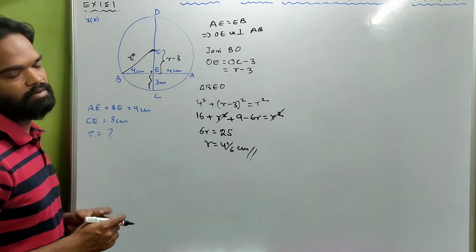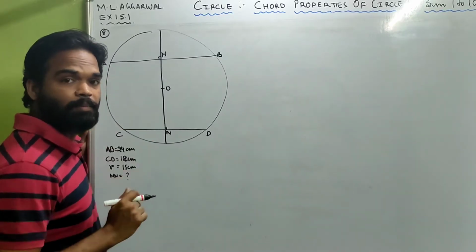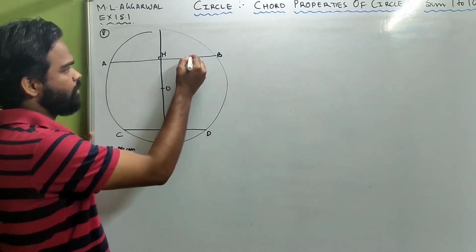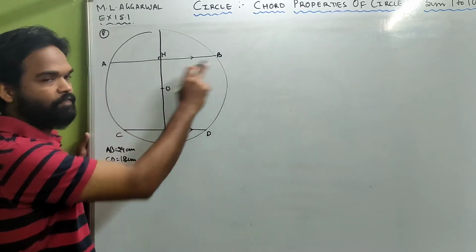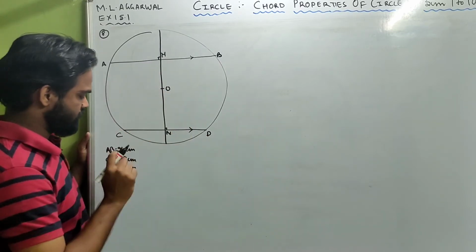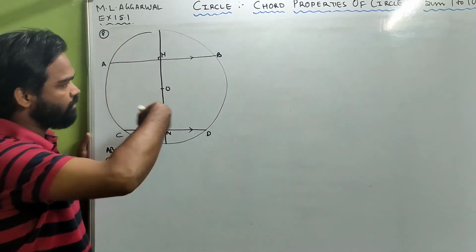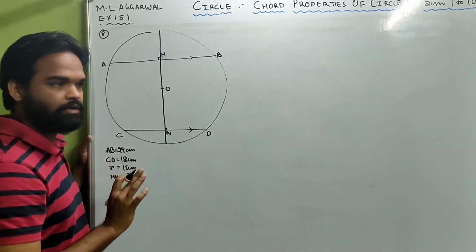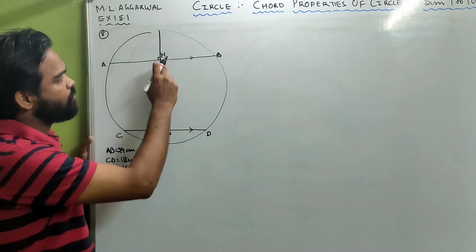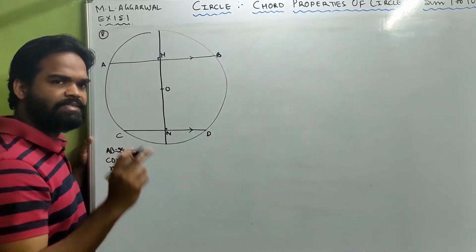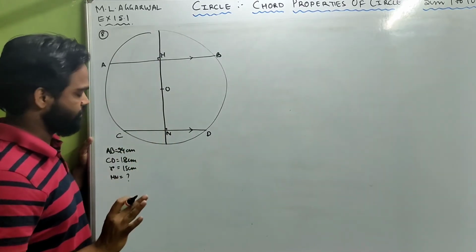Now let us look at the next sum. Now let us see sum number 8. Very interesting. There are two parallel chords AB, the length of AB is 24, the length of CD is 18 centimeter, and the radius of this circle with O as a center is 15 centimeter. They have asked to calculate the distance between the two chords, that is MN in the diagram. They have given the diagram.